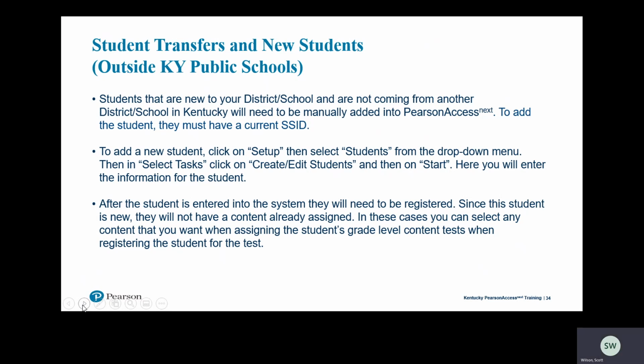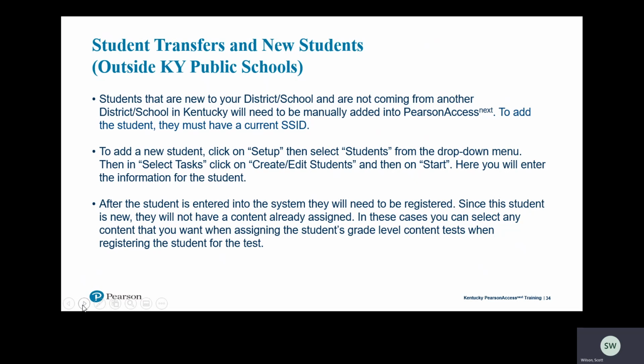If a new student comes from outside of Kentucky Public Schools, so if a student comes from another state, for example, they will have to be entered manually into Pearson Access Next. They must have a current SSID, and then you will go to Setup, select Students, then Create and Edit Students, and then go to Start, and you'll have a section there where you will enter all of the student information.